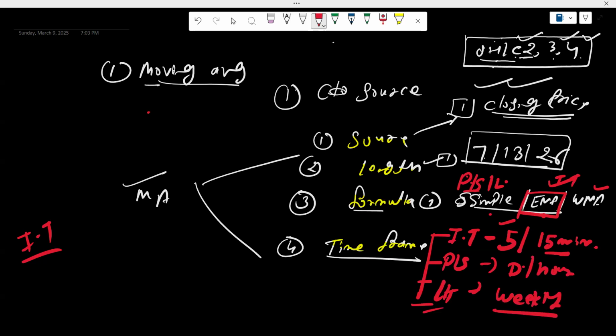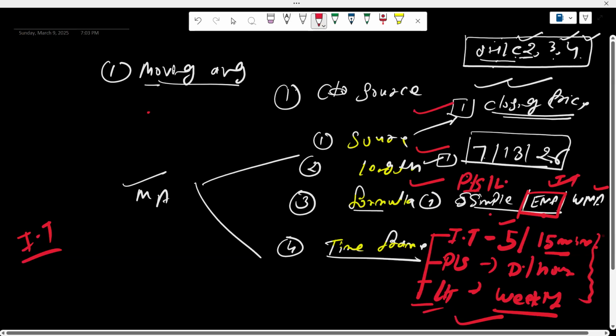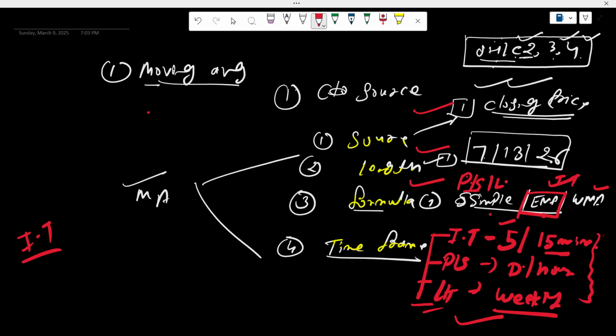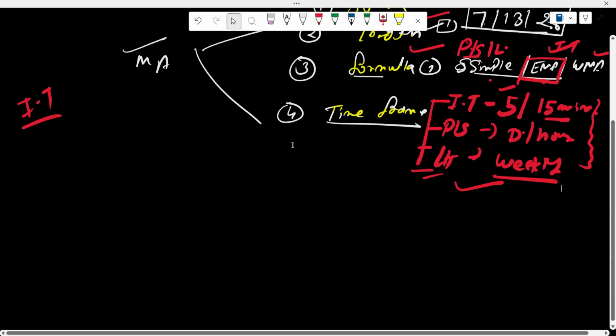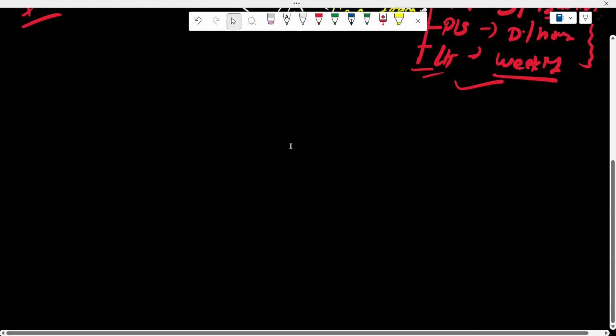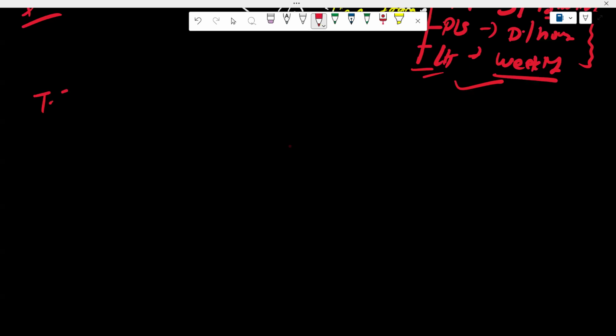So this will be the time frame. Based on time frame, everything is the same: your source is the same, length is the same, formula is the same, but based on time frame you can classify yourself, for which time frame you are taking a trade. Okay, so let's start the technical indicator.